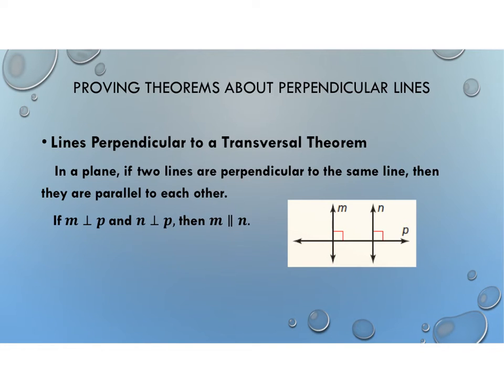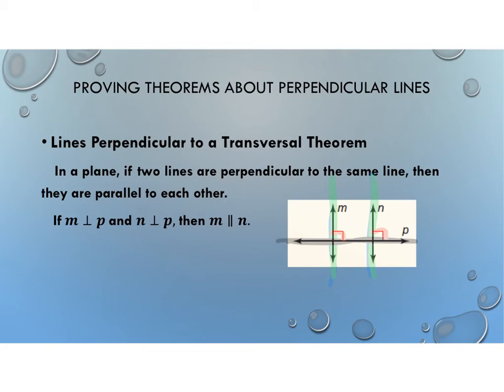And again, if these are the parallel lines, maybe I'll do them in green, and then this is the transversal, then here, these are corresponding angles and they're congruent, which by the converse makes them parallel. And now we can also say by the perpendicular to a transversal theorem that they're parallel.